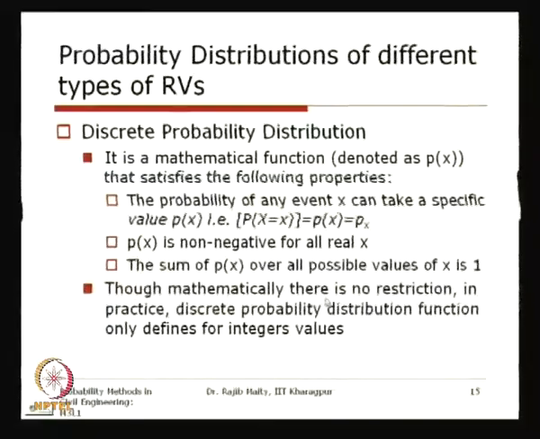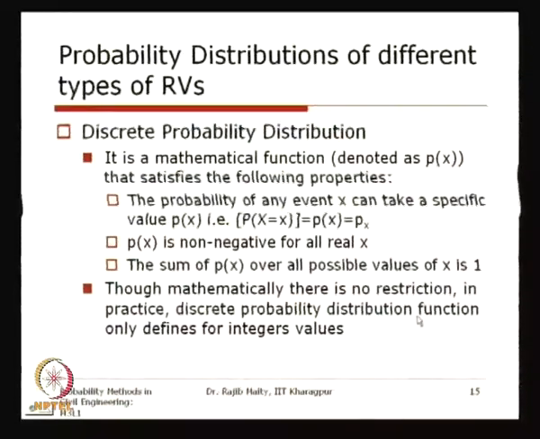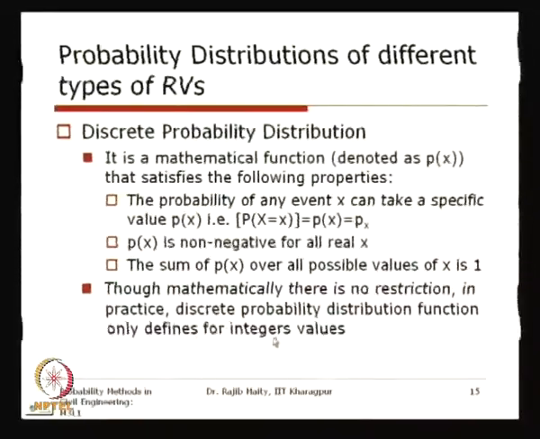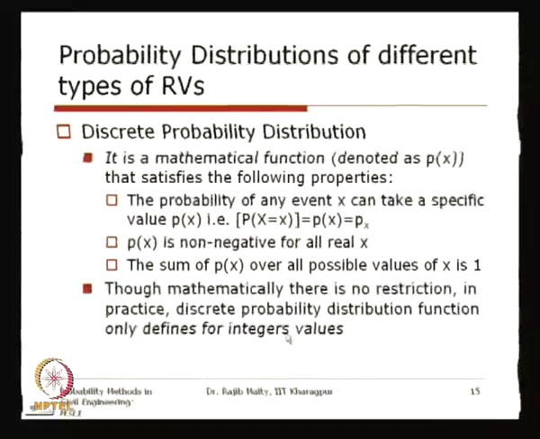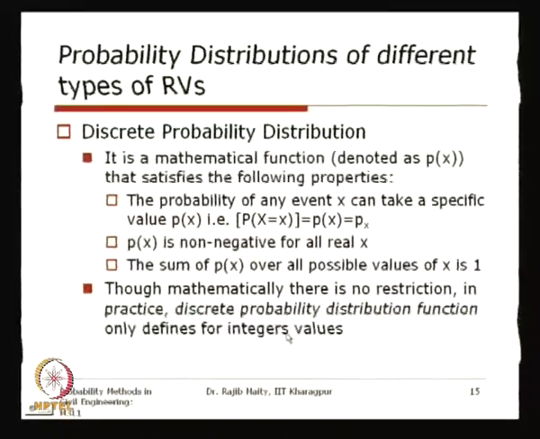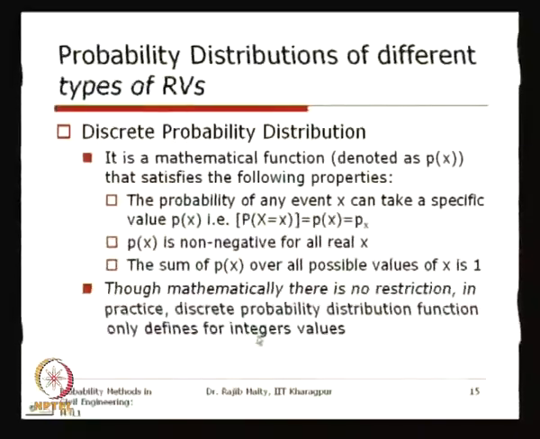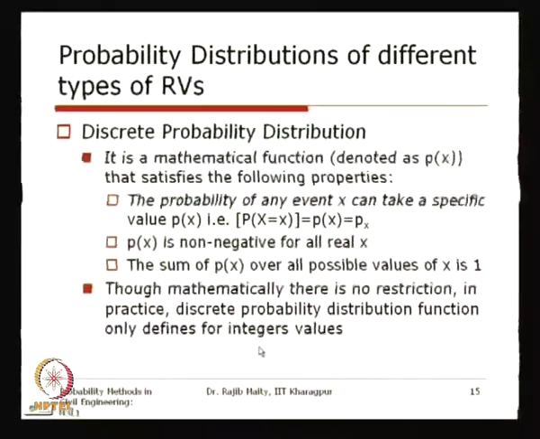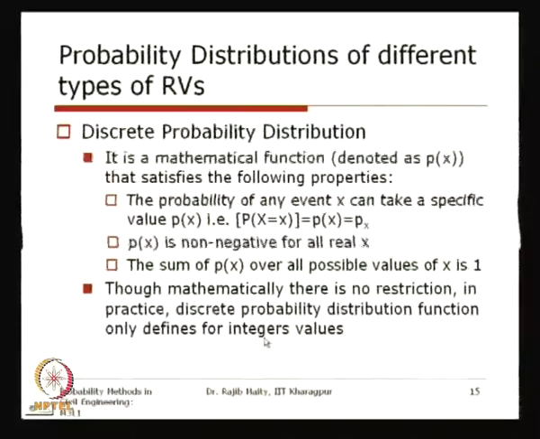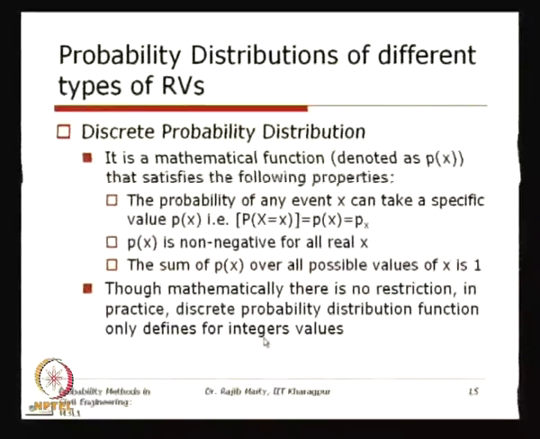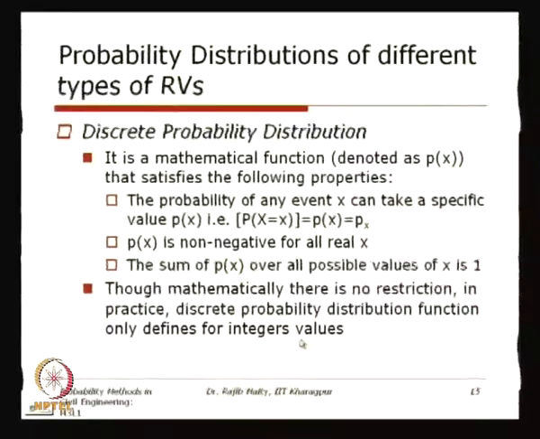Though mathematically there is no restriction, in practice discrete probability distribution functions only define integer values. We have also seen in a previous slide some examples of discrete probability distributions, which generally take integer values, but mathematically there is no restriction. It can take any specific value, the way I am defining that random variable.